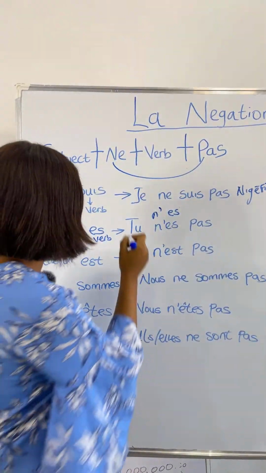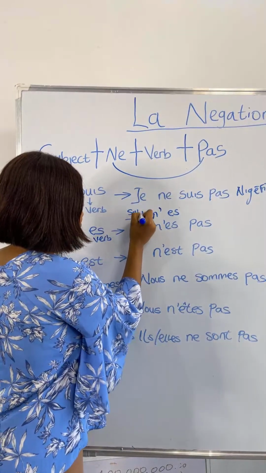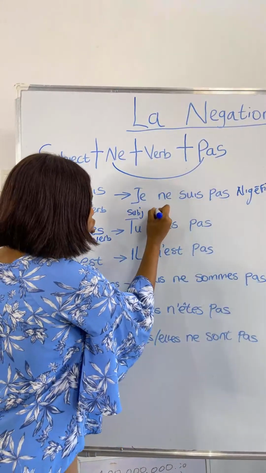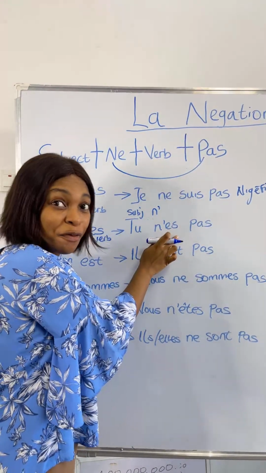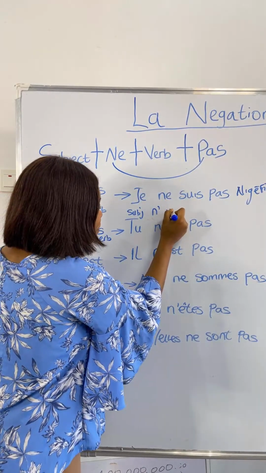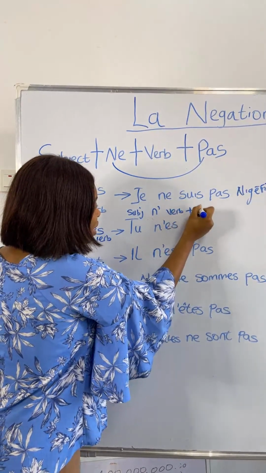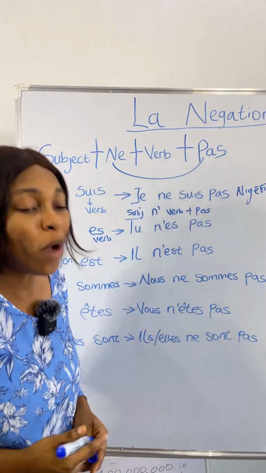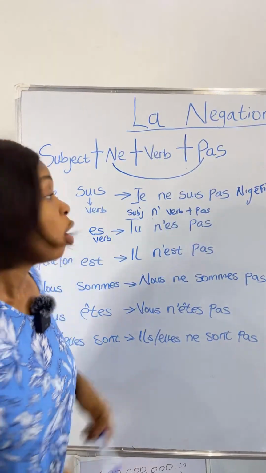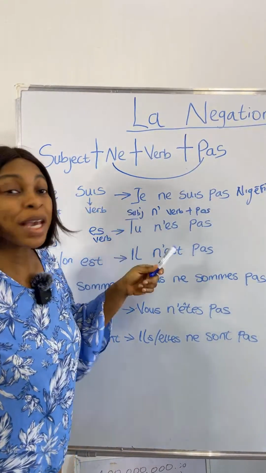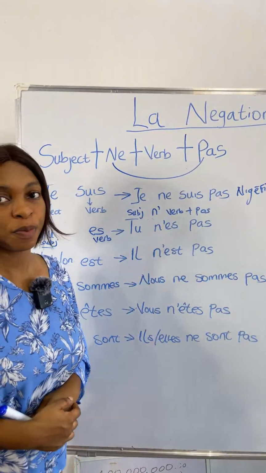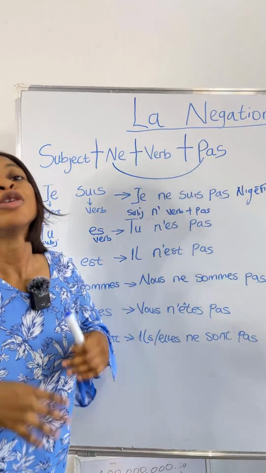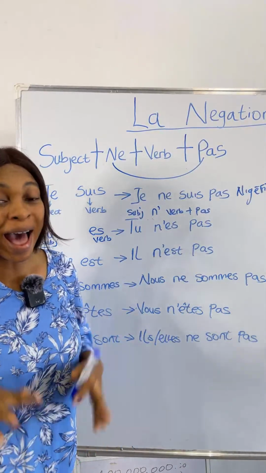So it's the same thing. This is the subject, right? Let's look at it together. This is the subject, and this is the n apostrophe because the verb begins with a vowel, right? And this is the verb, and this is the pas. Simple, like we wrote here. That's it. So when your verb begins with a vowel, your ne becomes n apostrophe. So tu n'es pas is you are not.